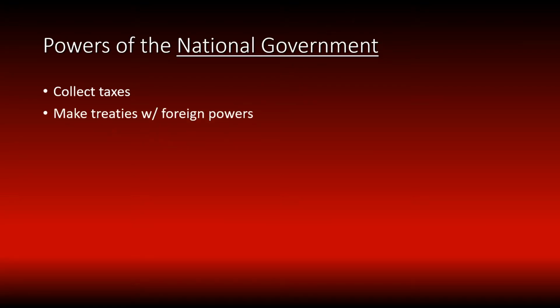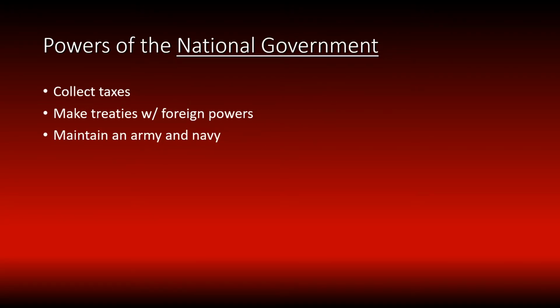Now, what powers did the new Constitution have? The new government under the national Constitution was able to collect taxes. Under the Articles, they were not able to do it. They could directly collect taxes from people. They could make treaties with foreign powers, and every state had to live up to this.